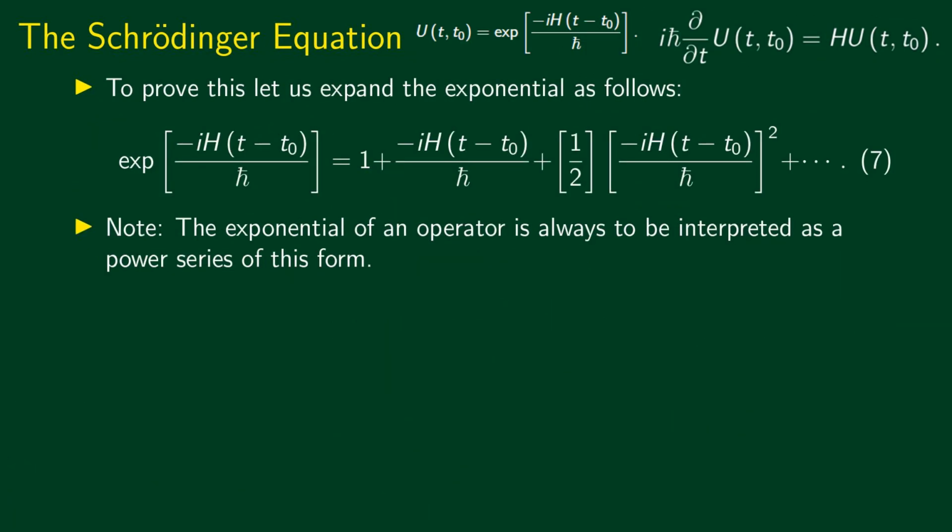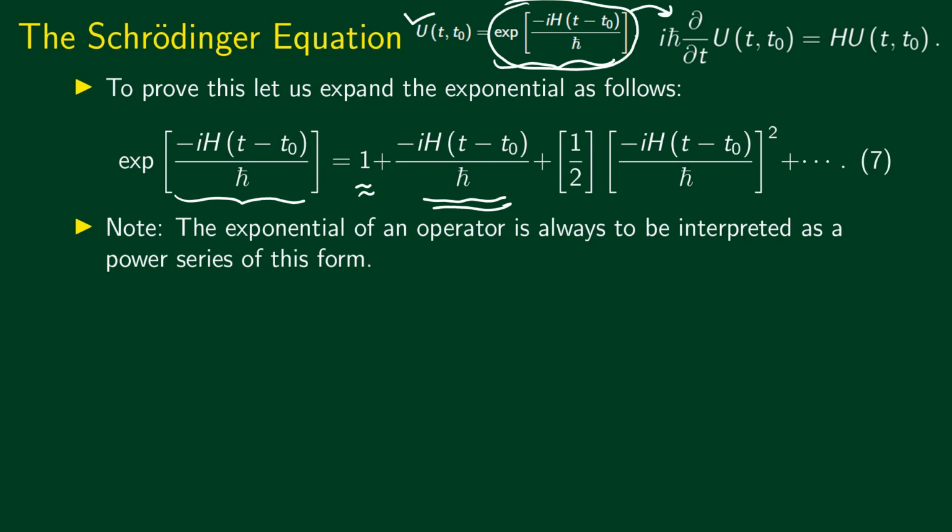Now our claim is that U(t, t0) equal to exponential of minus i H (t minus t0) divided by h bar is a solution to this equation. Okay, we have to check this, we have to prove this. We can prove this by using the power series expansion. So we look at this form of the solution, exponential, and we make a power series expansion. Exponential of minus i H (t minus t0) divided by h bar is equal to the identity operator plus minus i H (t minus t0) divided by h bar, the first order term.